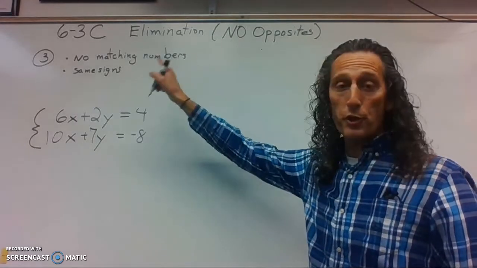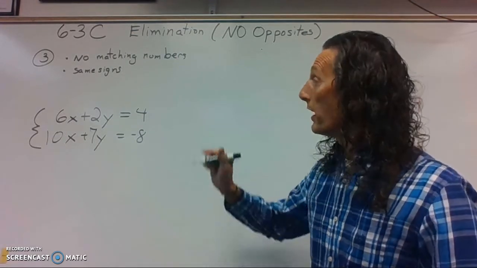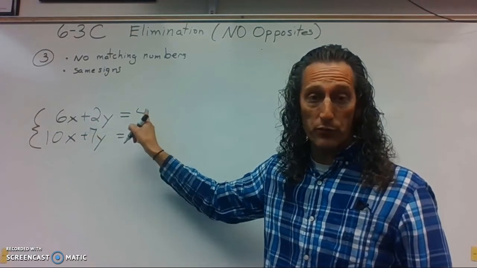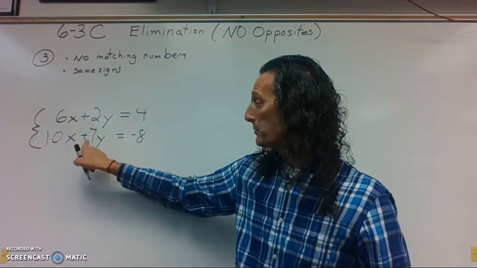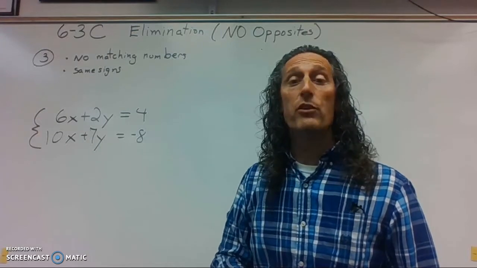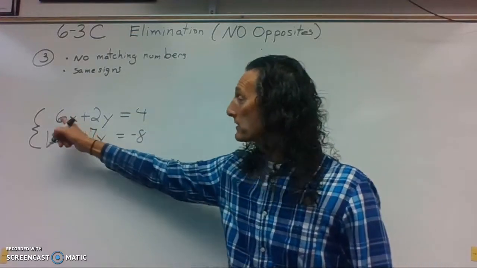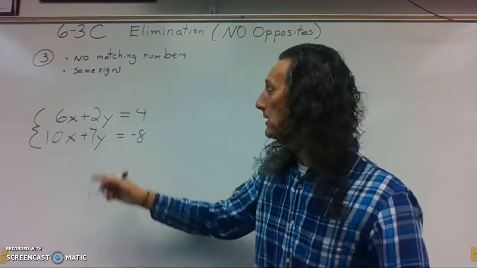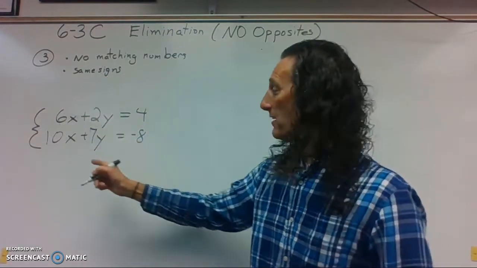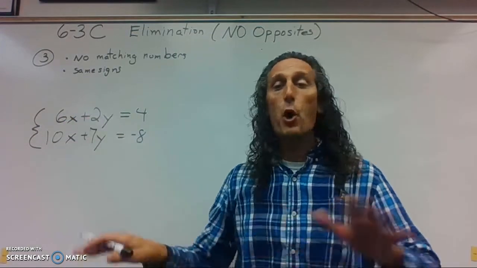All right, so here's our third problem, and it is a real problem. If we examine it, we have a 6x plus a 2y equals a 4. And then down here we have a 10x plus a 7y equals a -8. So we don't have anything looking or resembling opposites. We don't have matching numbers, right? 6 and 10, those aren't the same numbers. 2 and 7, not the same numbers. We don't even have different signs. These guys are both positive. These guys are both positive. So we have no makings for opposites.